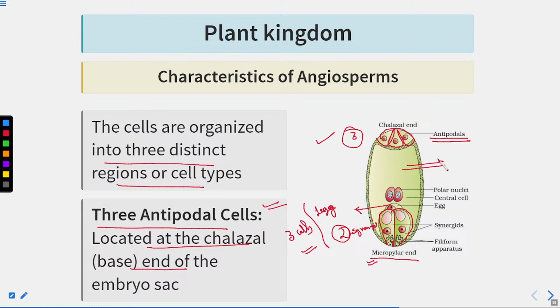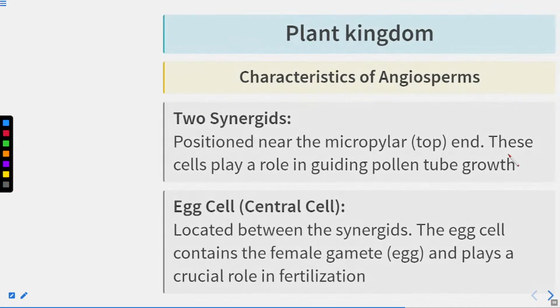What about this cell? The central cell. This is 1 cell, right? So this is the central cell. So in total we have 7 cells. Now let us talk about the nuclei. 1, 2, 3 nuclei in the antipodal cells, 2 nuclei in the synergid cells, 1 nucleus in the egg cell, and 2 polar nuclei. So a total of 8 nuclei. This is asked many times in examinations.